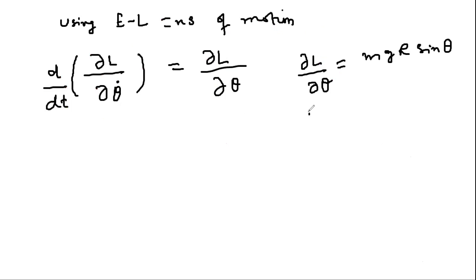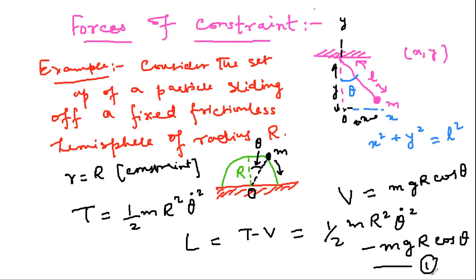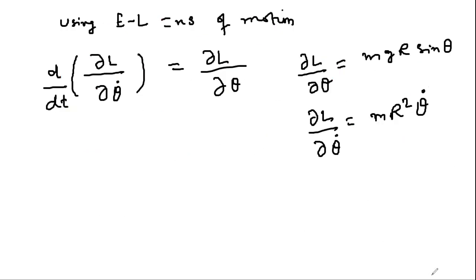Then I find dou L by dou theta dot. That will turn out to be m r square theta dot. Check it. The second term has no dependence on theta dot. The first term has, so it is half m r square theta dot square. Differentiation with respect to theta dot gives 2 theta dot. The 2 will go out. So it will be m r square theta dot.